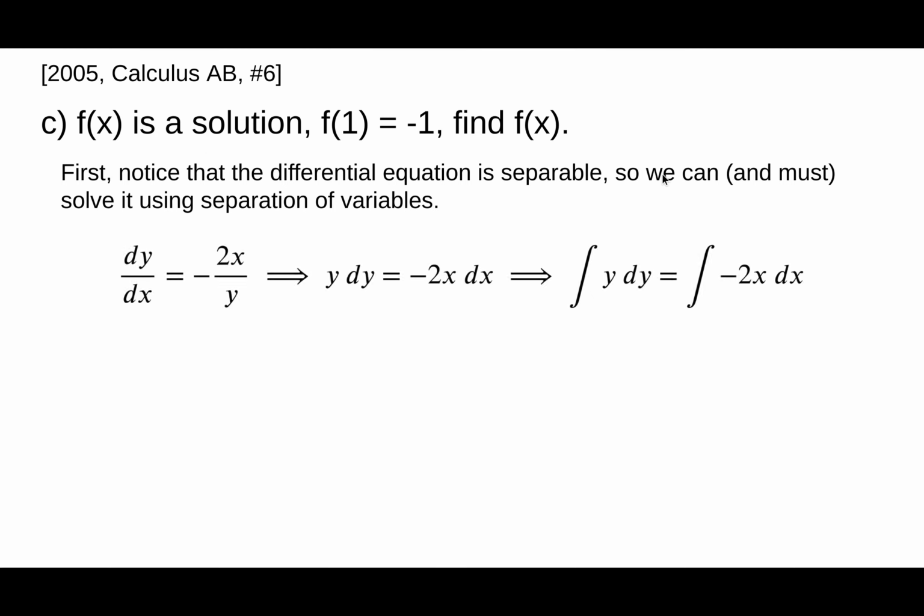We take our equation dy/dx equals negative 2x over y. Separate the variables, we get y times dy equals negative 2x dx. Take the indefinite integral of both sides. The indefinite integral of y is 1/2 y squared. The indefinite integral of negative 2x is negative x squared plus the c.